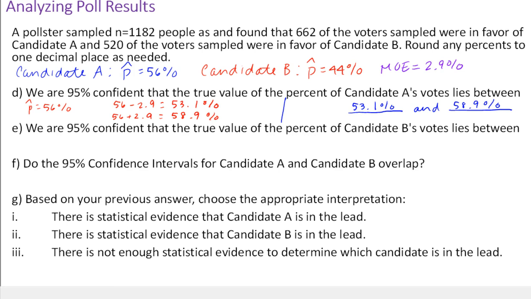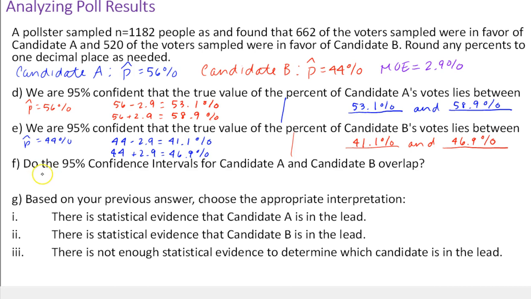Next, we are 95% confident that the true value of the percent of candidate B's votes lie between. So let's get this ready. We're going to put our values over here. And candidate B, we'll do this part in blue. P hat is 44%. So if we subtract 2.9 from 44, that's 41.1%. And if we add 2.9% to 44%, that's 46.9%. So we are 95% confident that the true value of percent of candidate B's votes lies between 41.1% and 46.9%.